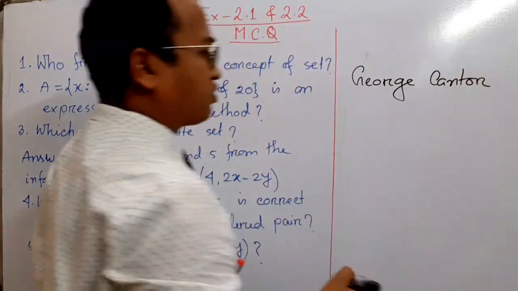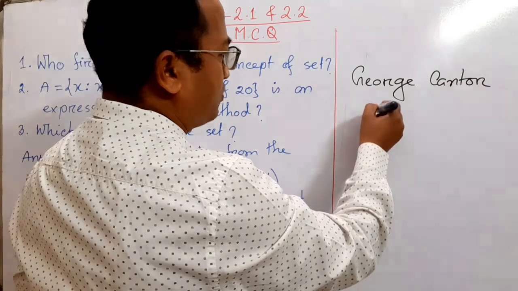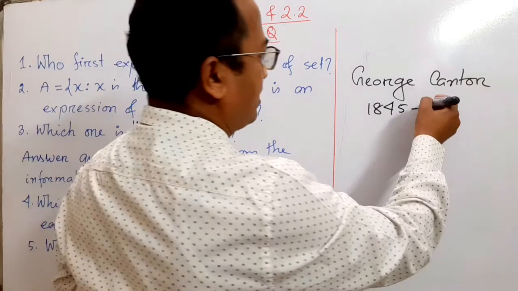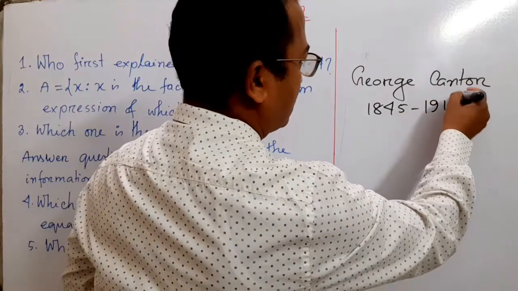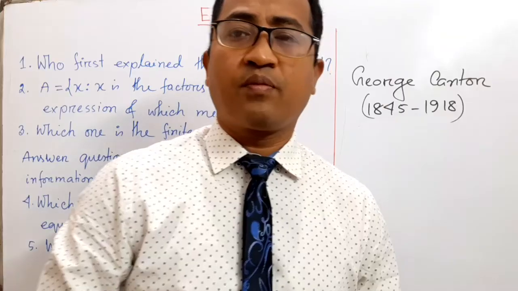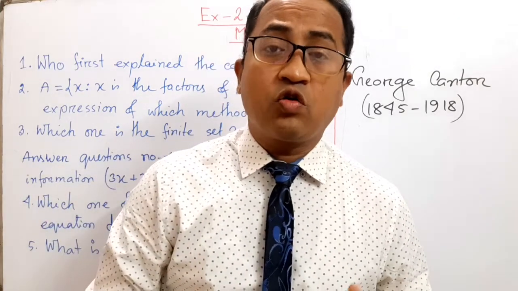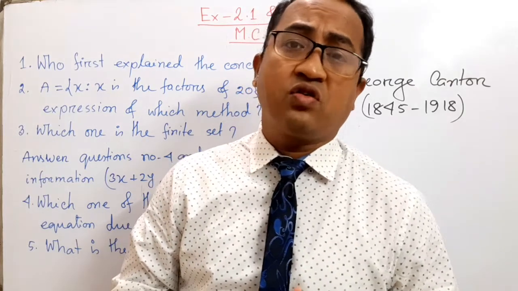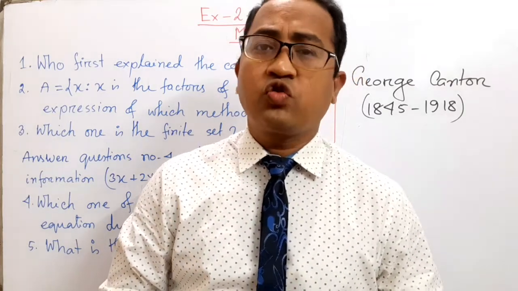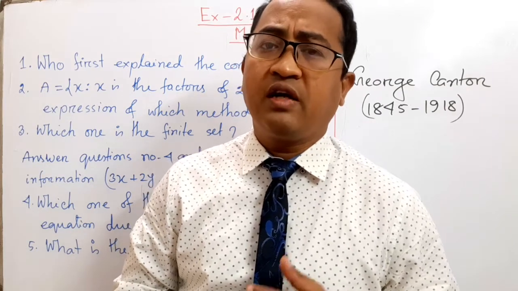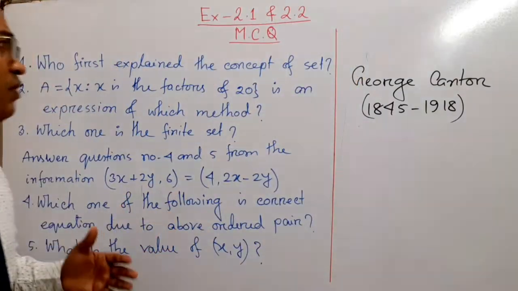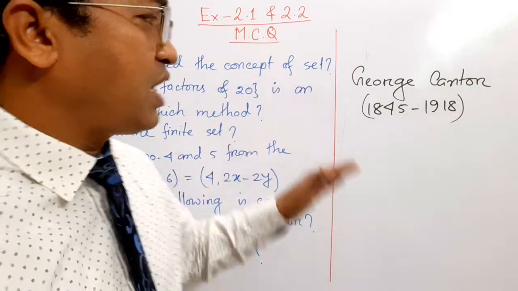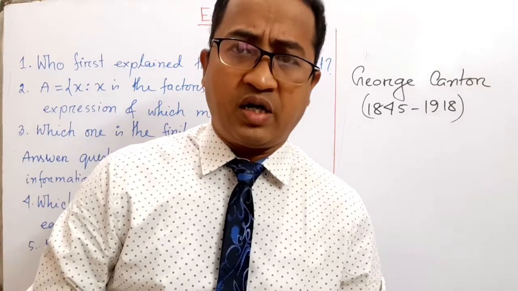G-E-O-R-G-E C-A-N-T-O-R, Georg Cantor. His date of birth is 1845, and he died in 1918. You should know this also. He first introduced the notation of infinite set, and this notation is now known as set theory. So you should keep in mind who explained the concept of set: that is George Cantor, a mathematician of Germany.